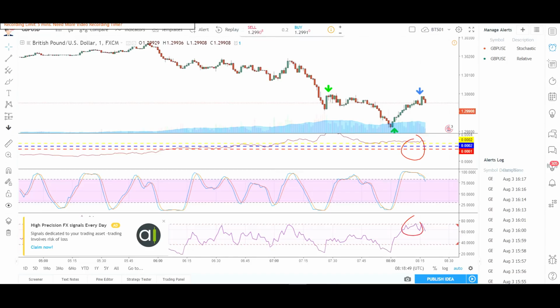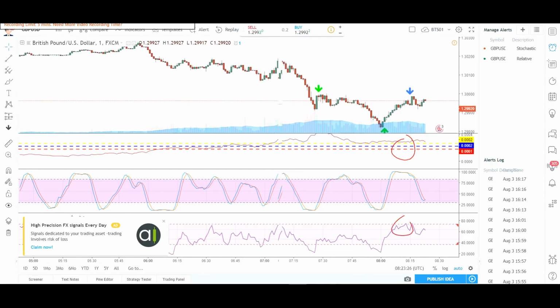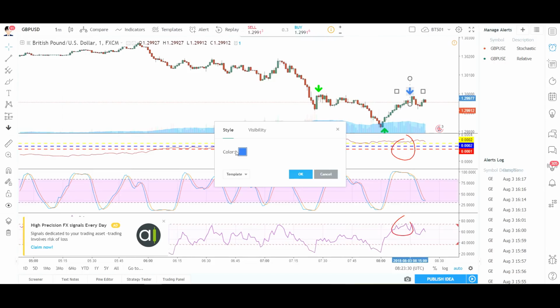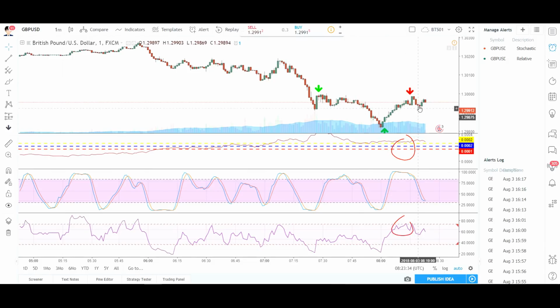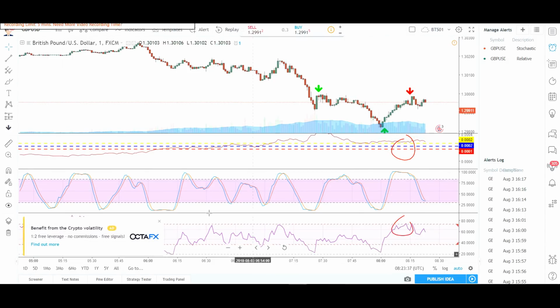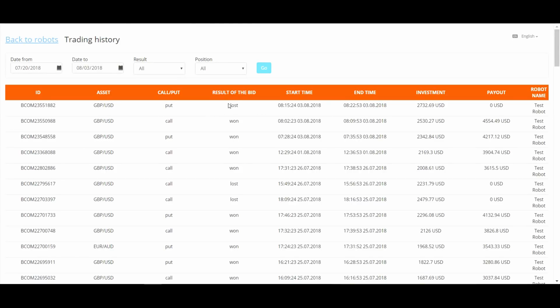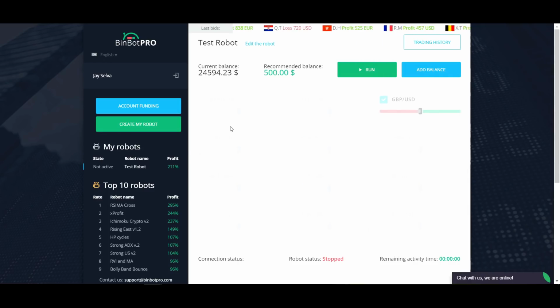Alright, so be right back, guys. Alright guys, so unfortunately we've lost this trade. Well, it was just as I feared, because the RSI cross didn't really give us a good chance. Okay, so we can see there's a losing trade over here, and my balance now is back to 24,000.